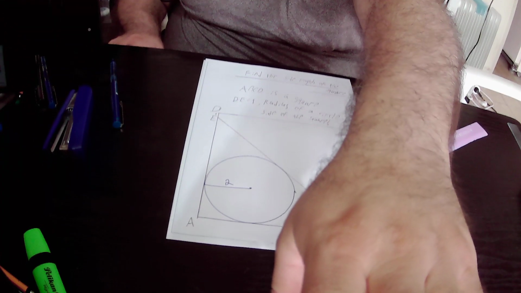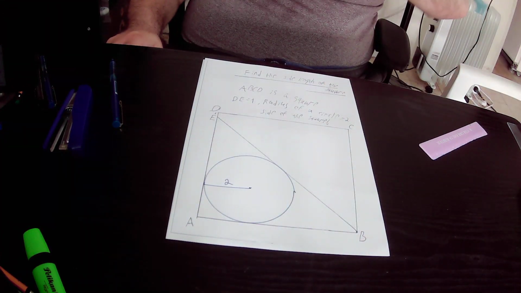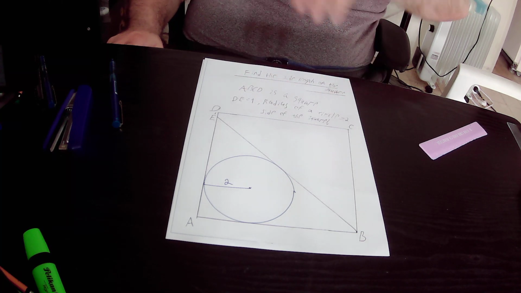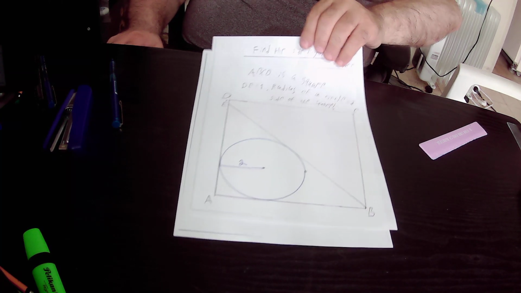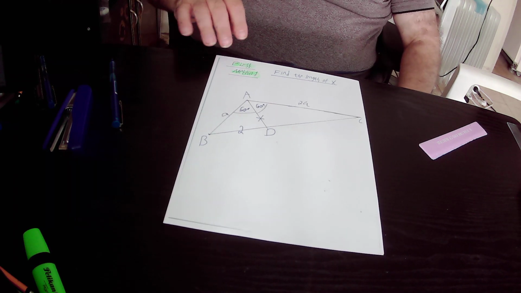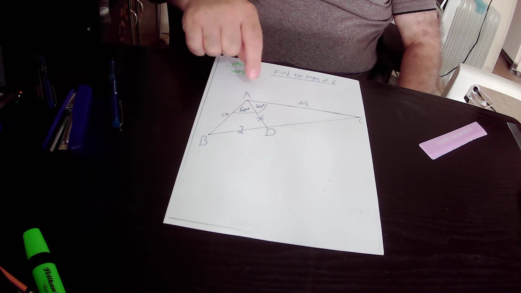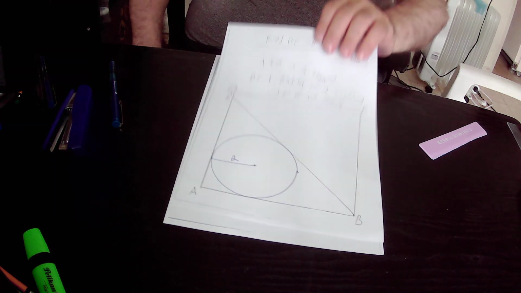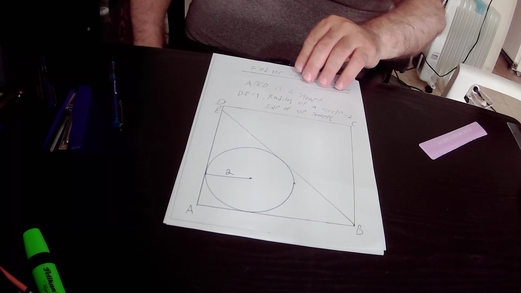Hello, in this lecture we will answer two questions. In the first question, we'll find out the side length of square ABCD, and in the second question, we'll find out the length of line segment AD that is equal to x. So we'll start with the first question.